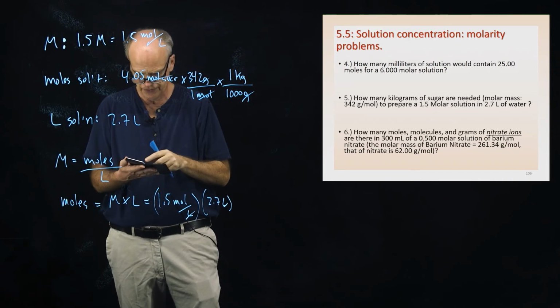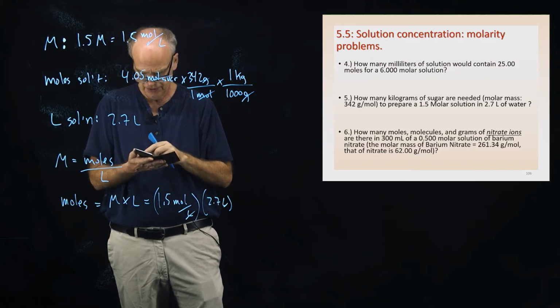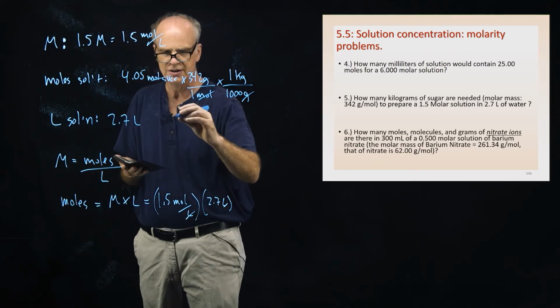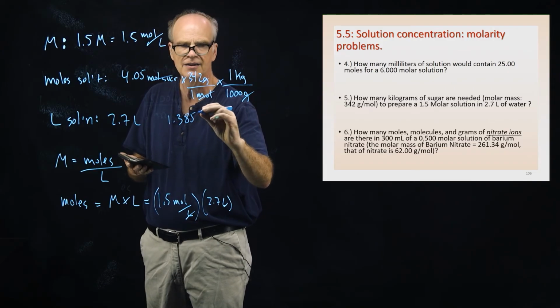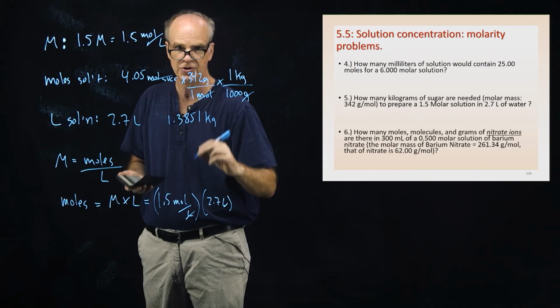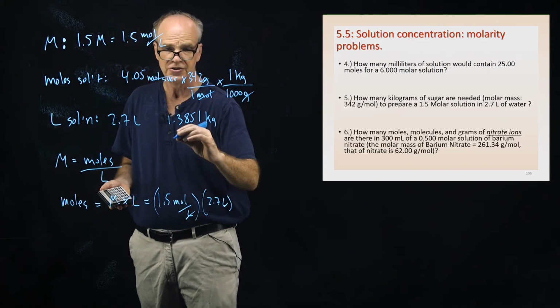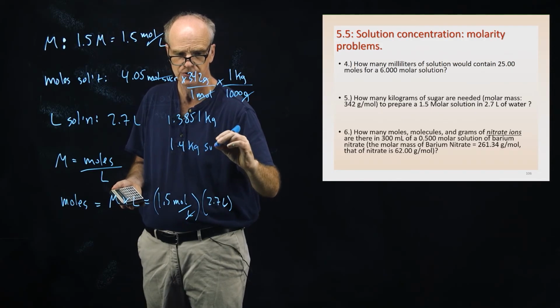So it's going to be 4.05 times 342 divided by 1,000. So the number I get in my calculator is 1.3851 kilograms. And so it looks like we're going to be limited to 2 significant figures in this problem. So the answer should be 1.4 kilograms of sucrose.